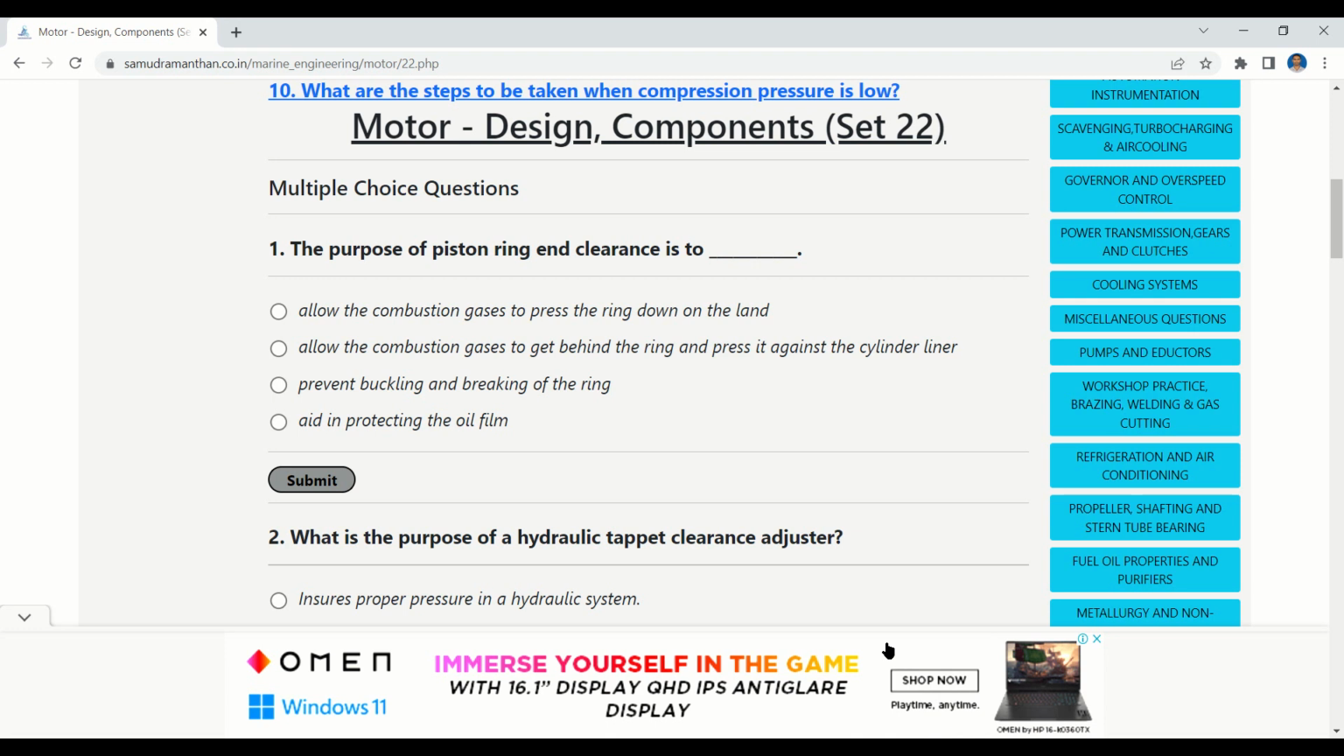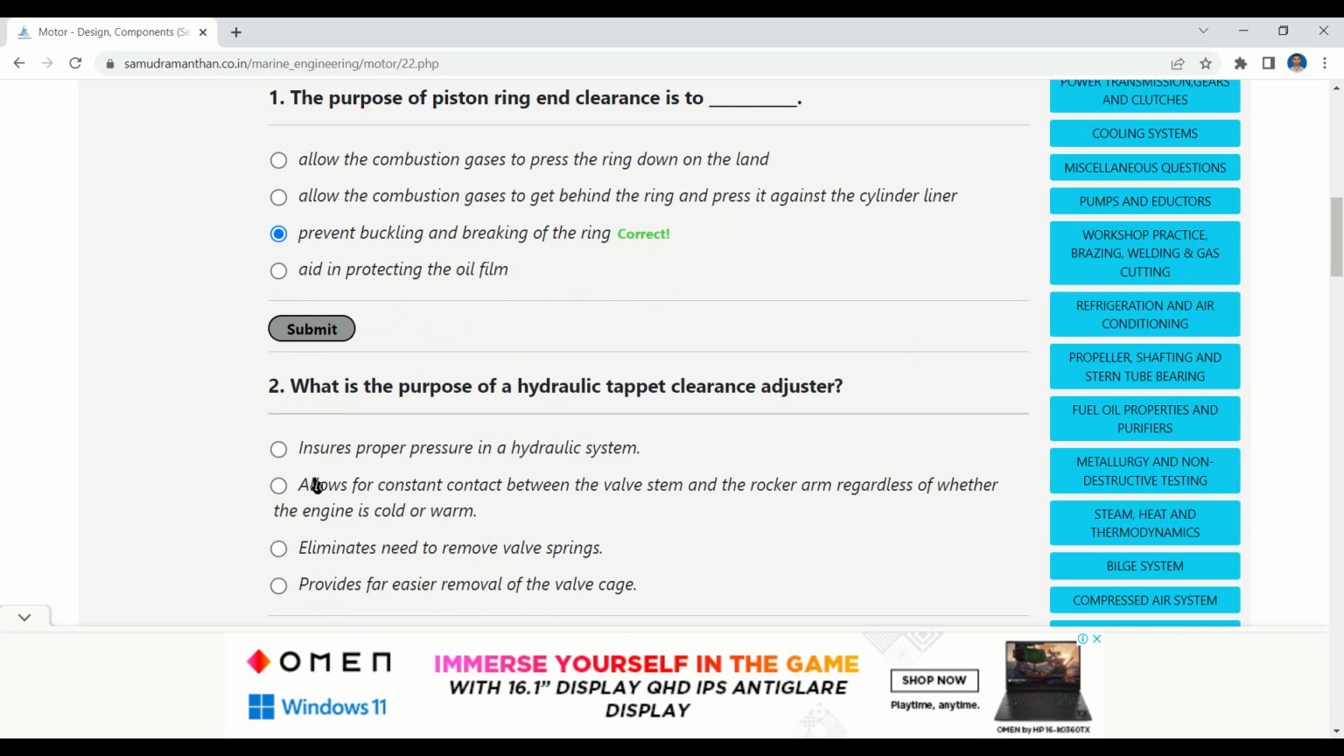Let's start. Our first question is, the purpose of piston ring end clearance is to, and the given options are: allow the combustion gases to press the ring down on the land, allow the combustion gases to get behind the ring and press it against the cylinder liner, prevent buckling and breaking of the ring, aid in protecting the oil film. The correct option should be prevent buckling and breaking of the ring. So the purpose of piston ring end clearance is to prevent buckling and breaking of the ring.